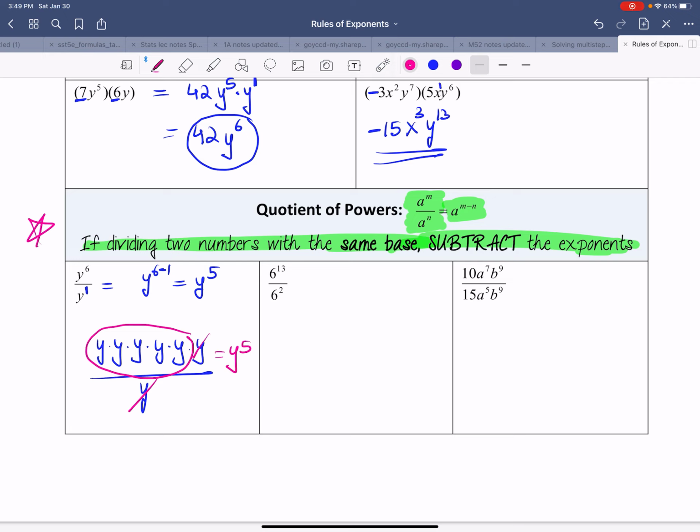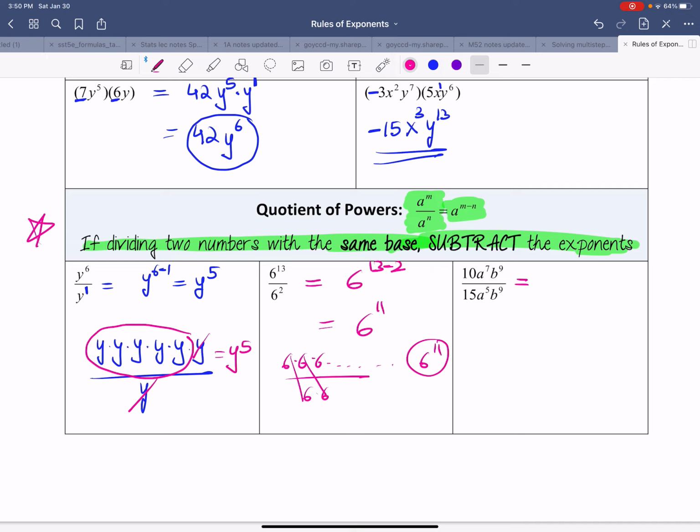Okay, 6 to the power 13 divided by 6 squared. Same base, subtract the exponents. That turns out to be 13 take away 2 is 11, okay? So 6 to the 11th power. Again, you could expand and say, okay, there's 13 sixes and there's 2 sixes here. When you cancel them, you still have 11 sixes back, which is 6 to the 11th power.